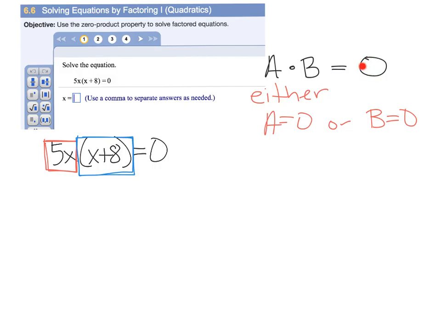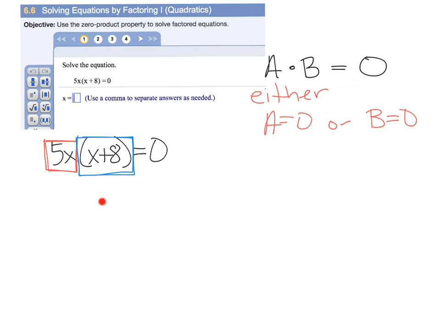Because the only way you could get the answer of 0 is if one of these guys is equal to 0, because any number times 0 is 0. Now, of course, both of them could be 0 as well. But we know at least one of these numbers, a or b, has to be 0.